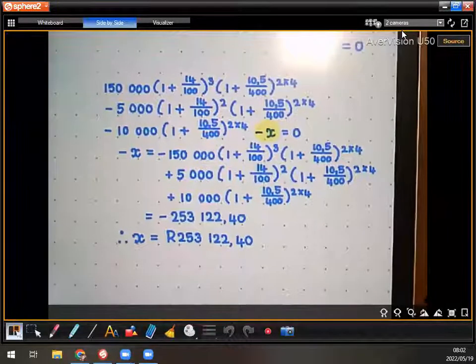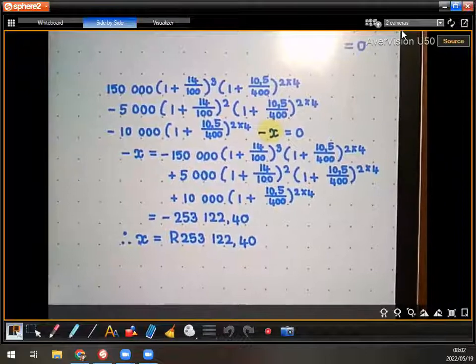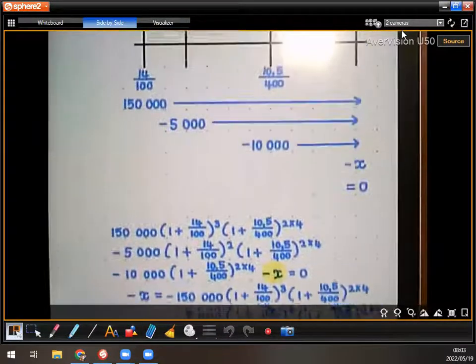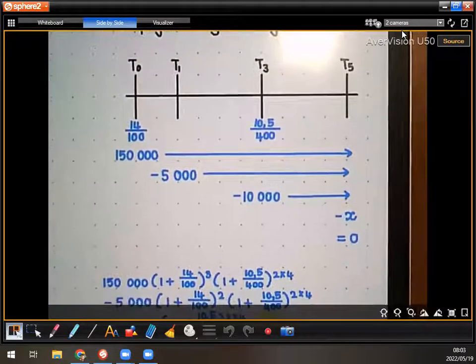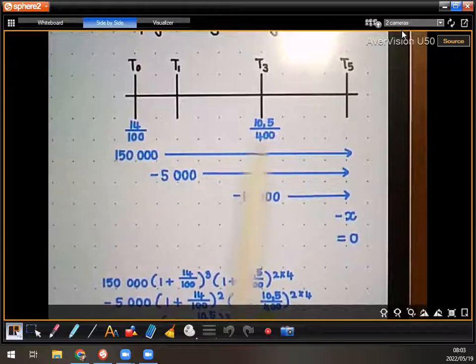Guys, so for this one, we borrowed 150,000. Oh, sorry, let me actually just show you the timeline first, then I'll move down to the calculation. Okay, so there were two different interest rates.